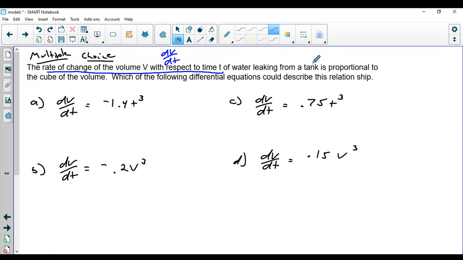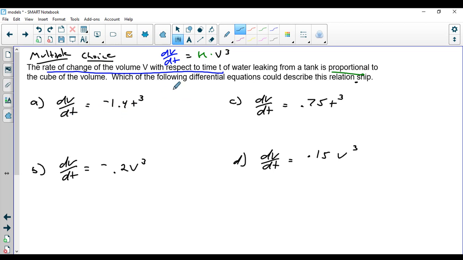Of water leaking from a tank is proportional, right? So we've got is proportional, so it equals a proportionality constant K times the cube of the volume. The cube of the volume is volume cubed. So this is the differential equation that models that first sentence. So now the question was, which of the following differential equations could describe this relationship? That should be one word. I don't know why that's broken up like that.